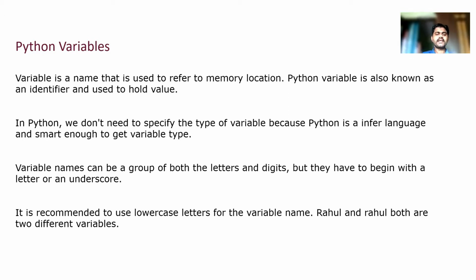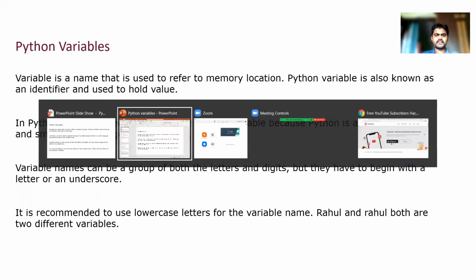Variable names can be a group of both letters and digits, but they have to begin with a letter or an underscore. We'll see some rules. In general, if you want to assign a variable, we simply say a equal to 10, so the variable name is a here. You can also say abc equal to 10. That's not an issue, so the variable name is abc. Okay, we'll see an example.